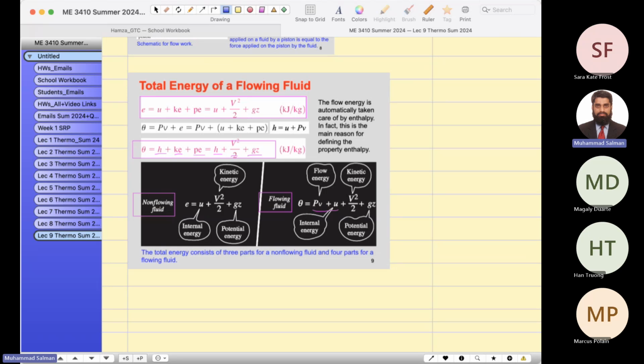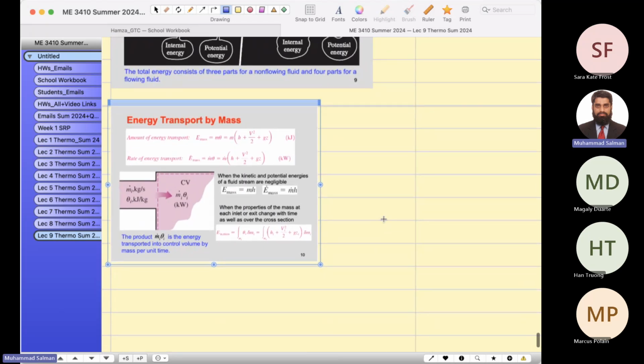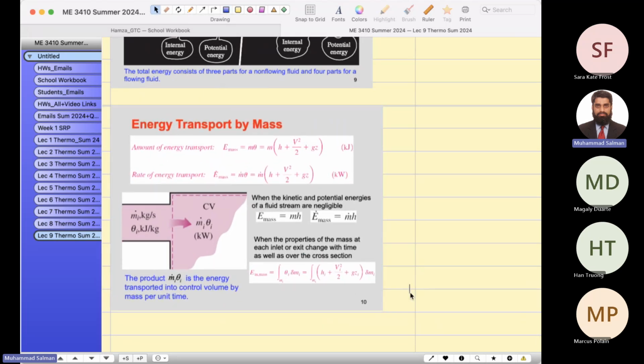Do you understand this concept? The basic concept should be clear. If it is clear, then you can solve difficult problems. Please type in yes if it is clear to you the difference between the energy balance of the closed system as well as the open system. Students are saying yes. I'm glad that you guys are learning. Are you guys learning?